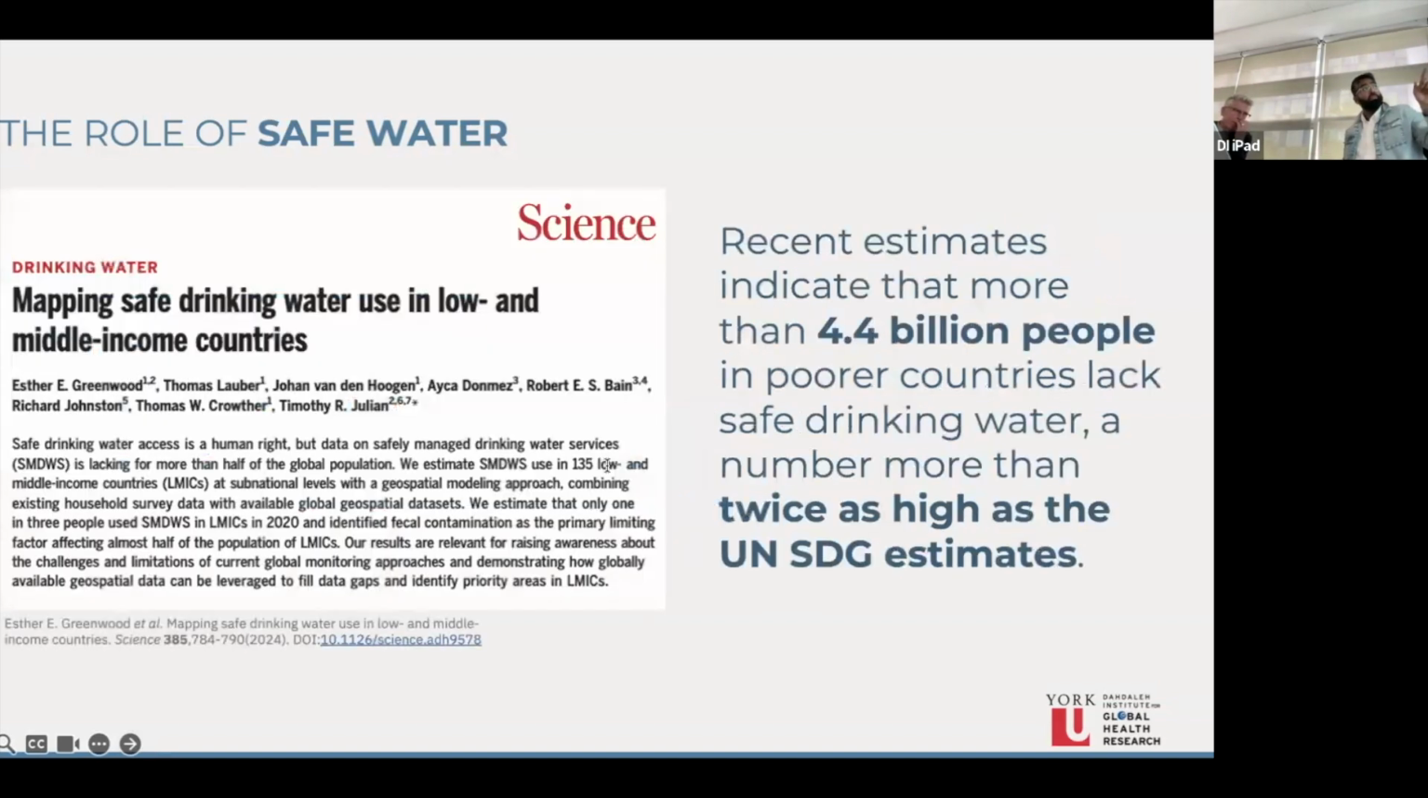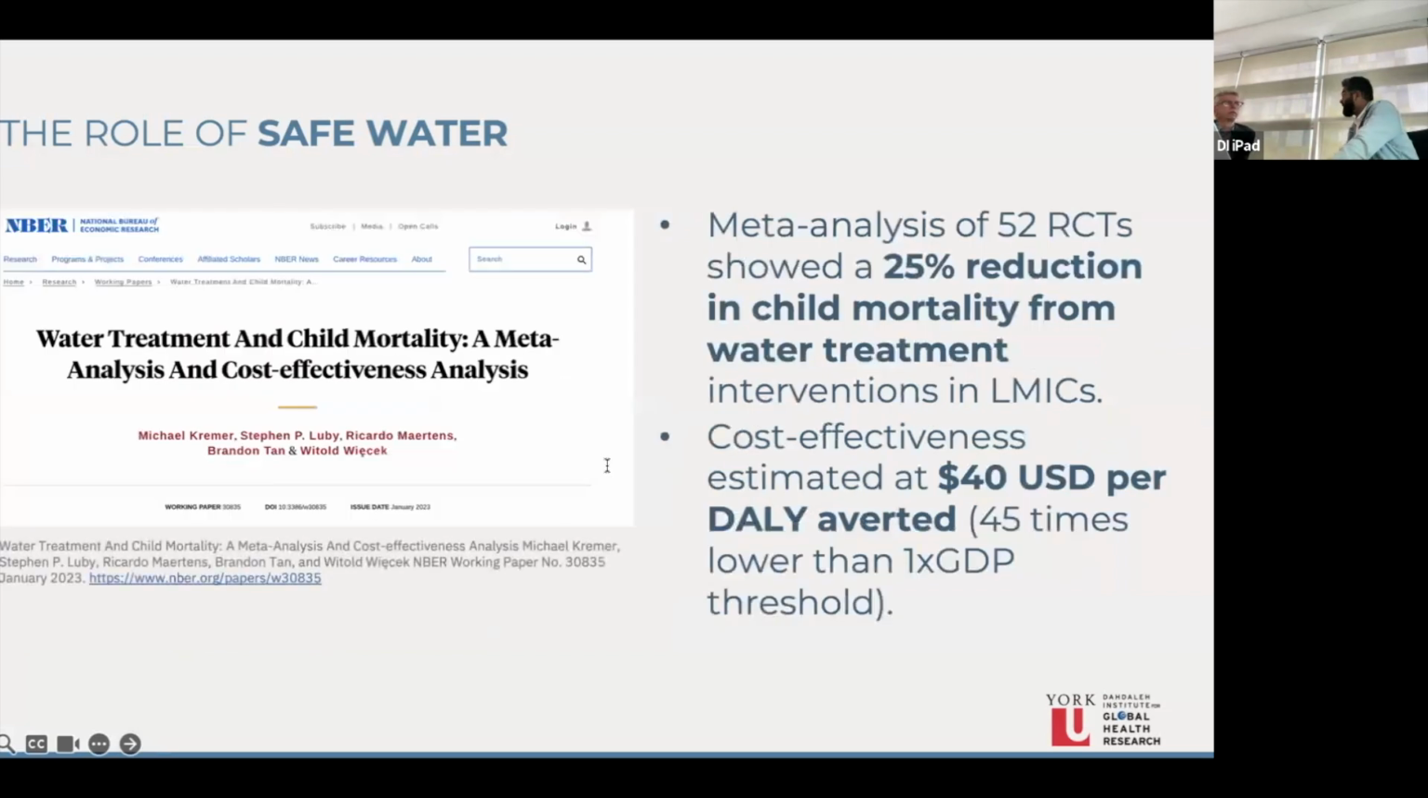There was actually a paper published just this week, which looked at geospatial modeling using existing surveys and tried to fill in those data gaps. And when they filled in those data gaps, they found that the number of people who are actually lacking access to safely managed drinking water services is probably double what the UN estimates are. So the gap is still immense, right? The gap is immense, and the disease burden associated with it is immense. That's this week, September 21st, in Science.